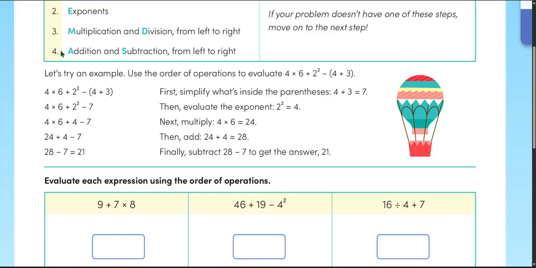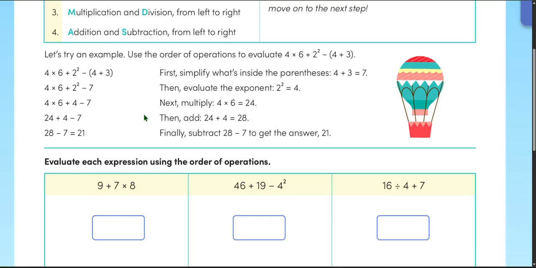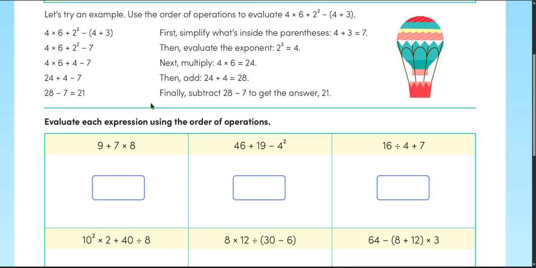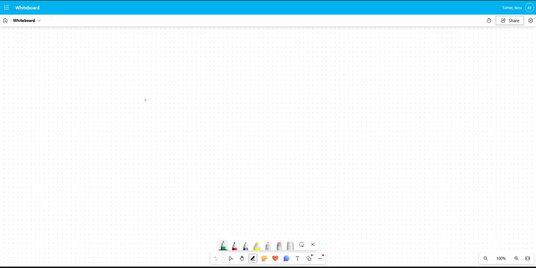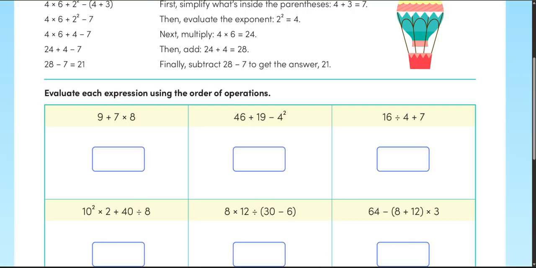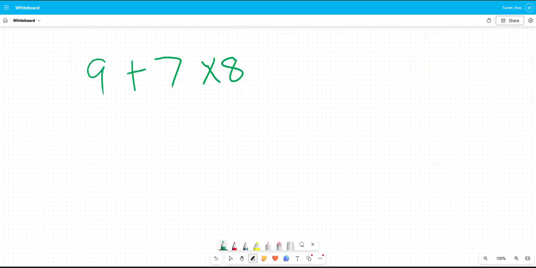So I could go through this example, but we're just going to start solving. I am utilizing the Microsoft Whiteboard again, as I always do, so we're going to be jumping back and forth between education.com and the Microsoft Whiteboard. Let's go into our first one, which is 9 plus 7 times 8. And this is a nice and simple one. 9 plus 7 times 8. We're going to make sure that I wrote that correctly. 9 plus 7 times 8.